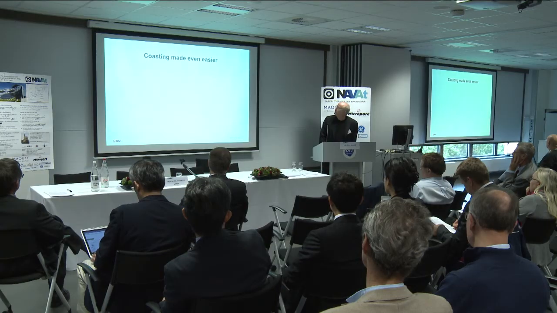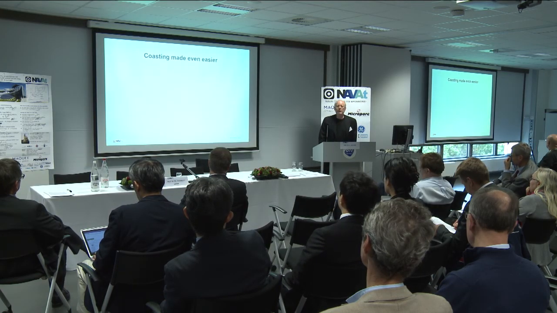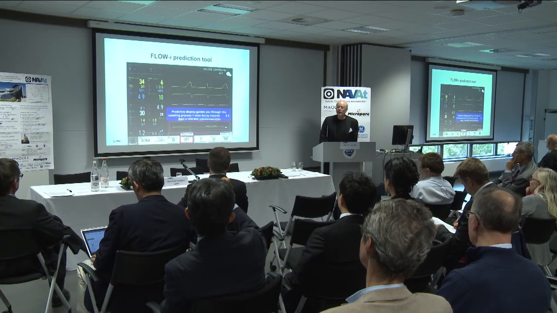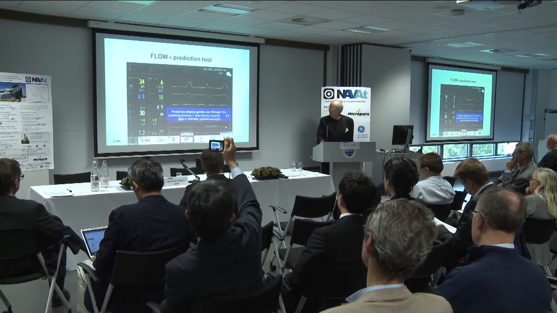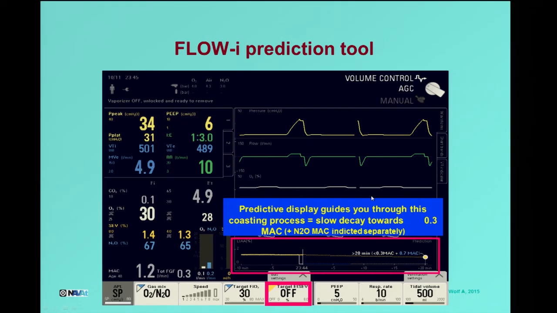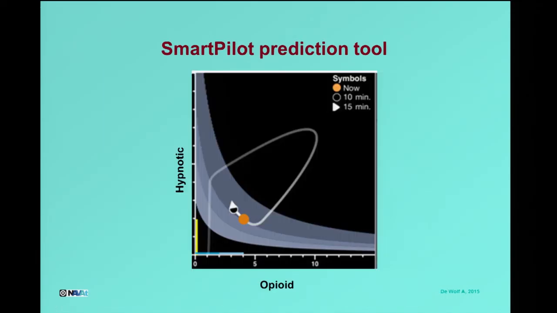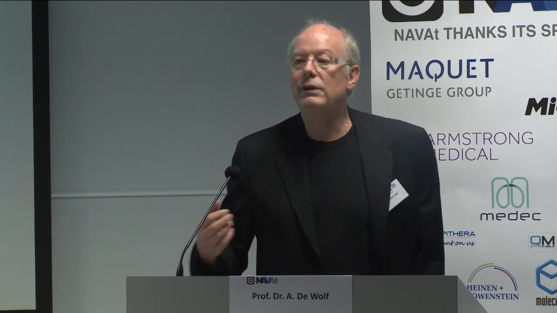Very simple. Coasting can be made even easier than what I just presented because technology is going to help us. Technology consists of a couple examples. For example, this is the Flow-i, where we have a predictive display indicating what is going to happen over the next 20 minutes or so. We also have the Smart Pilot prediction tool, and there the Smart Pilot will tell us, if you don't change anything else, what's going to happen 10 and 15 minutes from now. So we're going to have technology helping us in this coasting process and make it even easier for us to use.